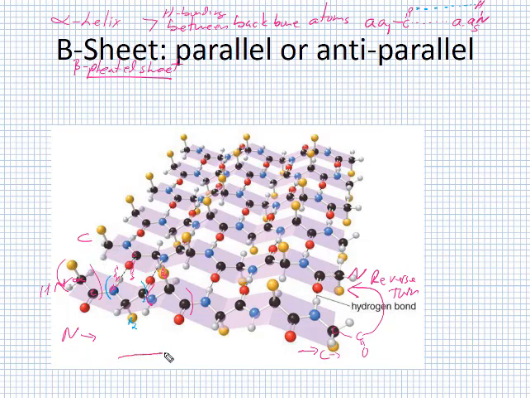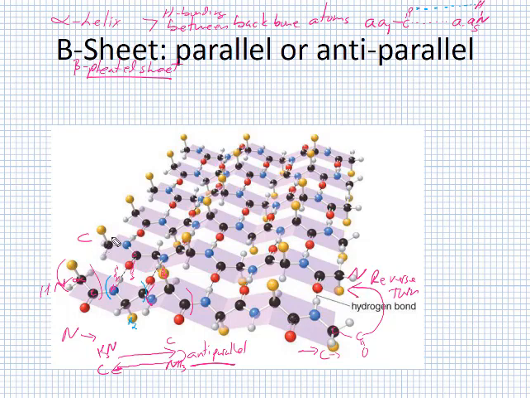So the arrows you might have noticed, right, on those ribbons, you have an amino terminus to C terminus. If it wraps around like this, again, you have amino terminus to C terminus. These two arrows are going in opposite directions. This is called an anti-parallel beta pleated sheet.